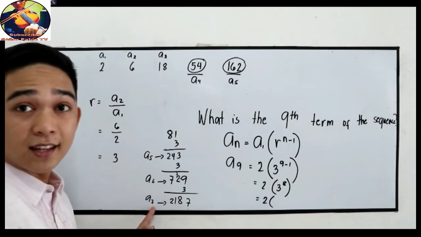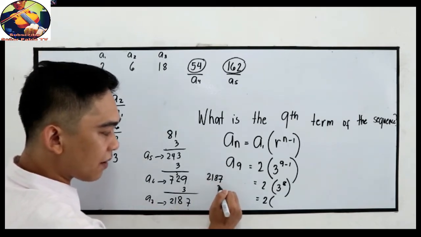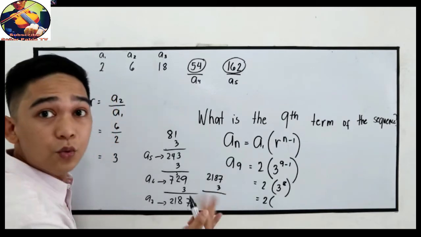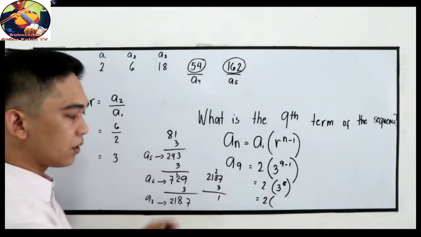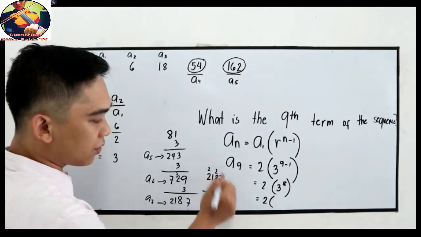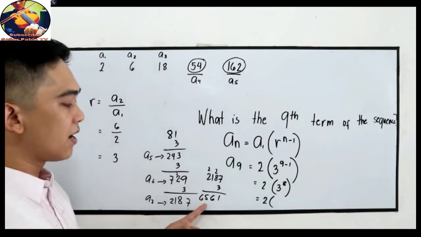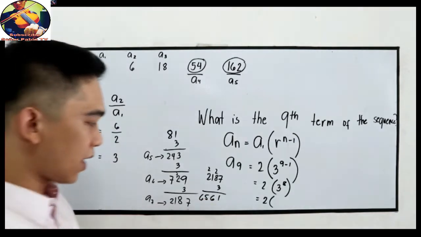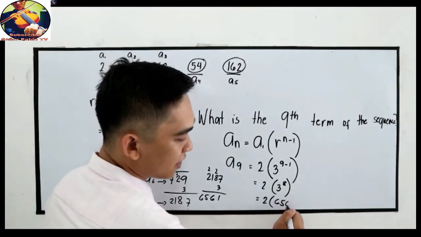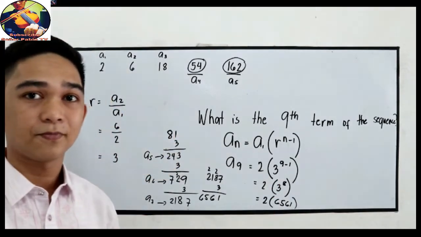So, 2, 1, 8, 7. Times 3 ulit. So, 2, 1, 8, 7 times 3. 7, 14, 21. 1, carry 2. 8, 16, 24, 25, 26. Carry 2. 3 plus 2, 5. And 6. 6, 5, 6, 1. Siya ngayon si 3 raised to 8.